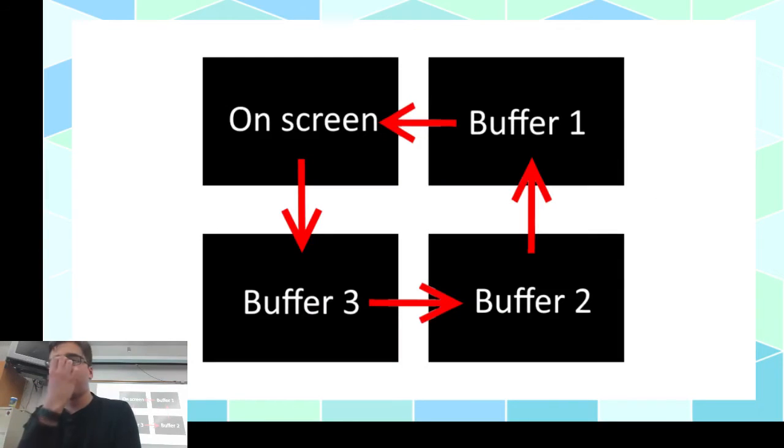Okay, so here's a little diagram. I'm using 4 buffers here. We have what's on screen, we have buffer 1, 2, and 3, and they're all kind of cycling through. And I guess buffer 3 would be what we're drawing to here. And then buffer 2 would be just one of the buffers in queue for the screen.